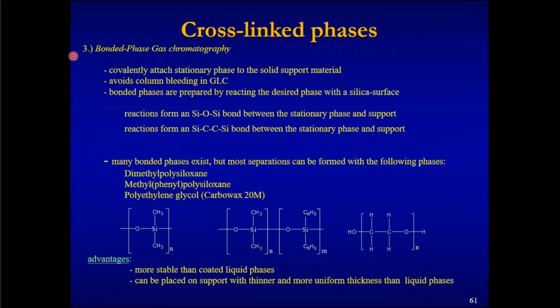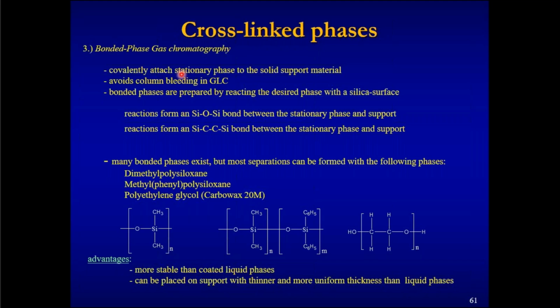That's done by calculating the capacity factor. We'll see it a little later. Okay, next comes the third type, that is the bonded phase supports or cross-linked phases. This gives rise to the bonded phase gas chromatography. Here you have covalently attached stationary phase to the solid support material.